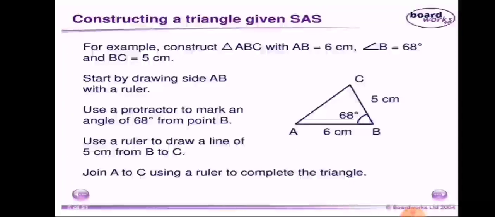Let us see an example. We have to draw triangle ABC with AB equal to 6 cm, angle B equal to 68 degrees and BC equal to 5 cm. To draw this triangle, first of all, you need to draw the base AB of 6 cm. Now with the help of a protractor, draw an angle of 68 degrees at the point B. Now you have to draw the line segment of 5 cm from B to C using a ruler. Now join A to C to complete the triangle. Your triangle ABC is ready now.